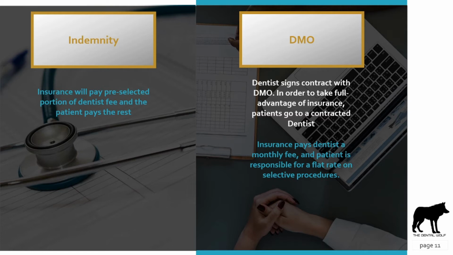What the insurance will do is they'll pay the dentist a monthly fee to have their patients assigned to them. It's $10, $20 a month for each patient to be assigned to the dentist. And the patient is responsible for a flat rate of selective procedures. But beyond that, the insurance doesn't do anything. So let's compare this real quick.